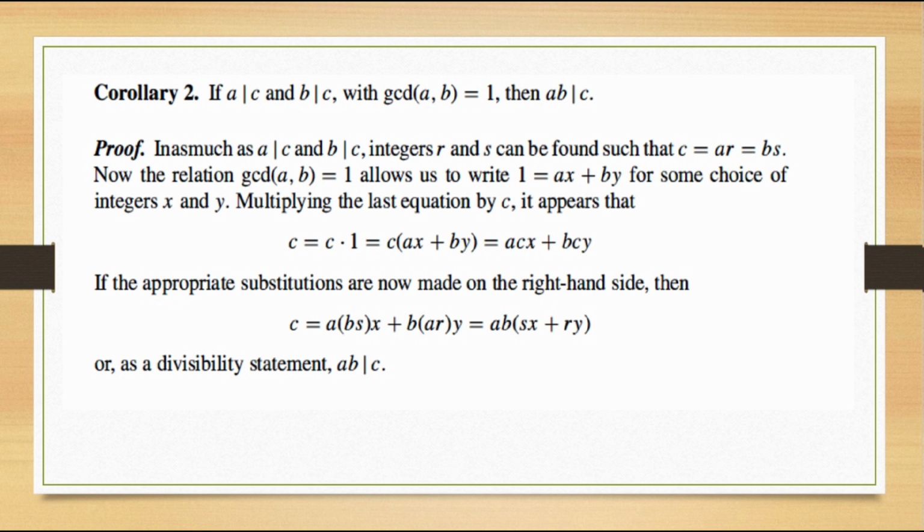So if the appropriate substitutions are now made on the right-hand side, then c is equal to a times quantity bs times x plus b times quantity ar times y is equal to a times b times the quantity sx plus ry. So our statement is that a times b is divisible by c.